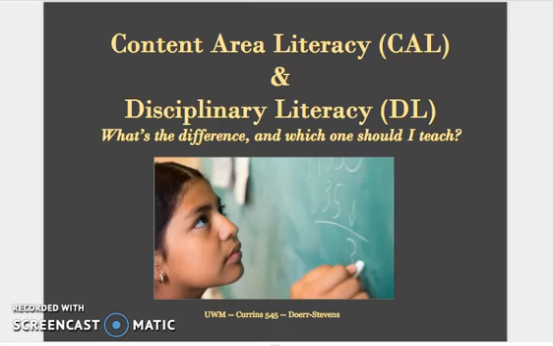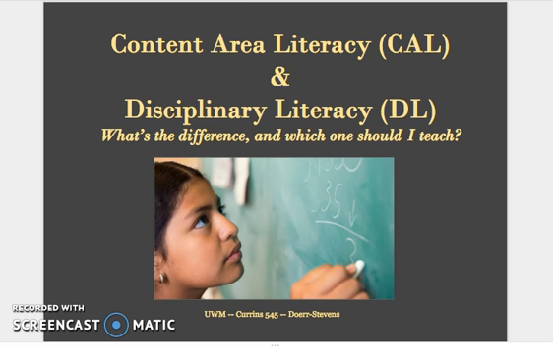Content area literacy and disciplinary literacy. What's the difference and which one should I teach? Both content area literacy and disciplinary literacy are approaches to teaching secondary literacy in secondary settings. And so while there is some overlap between them, they are definitely not the same.